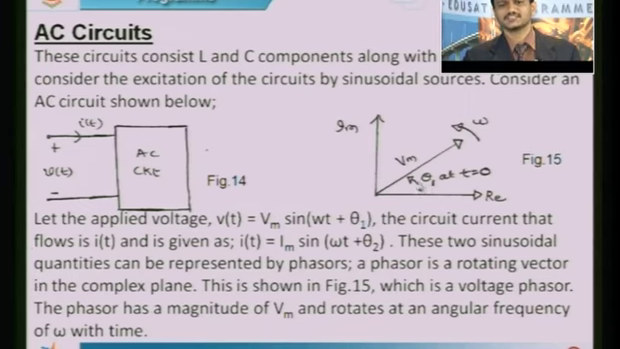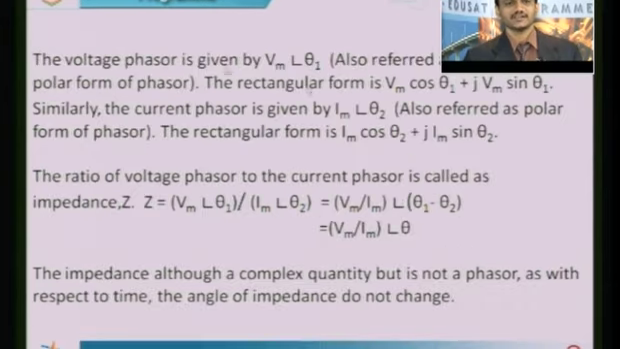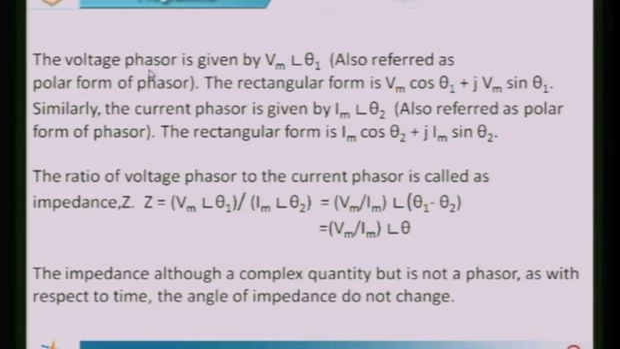What is this? This is the angle traced by the phasor at our point of reference t equal to 0. Now, the voltage phasor, which is now representing the given v of t, is given by Vm at an angle of theta 1. So, Vm at an angle of theta 1.